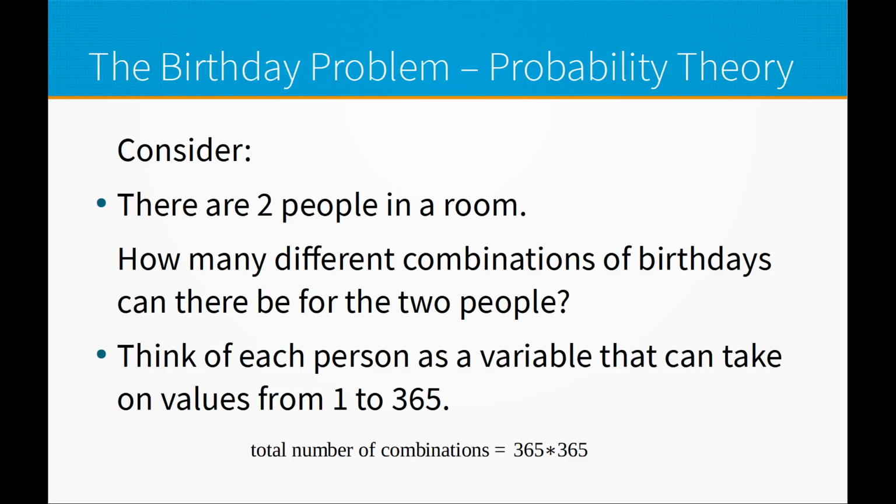Alright, so first let's consider a case where you have two people in a room and you want to ask different questions, like for example, how likely is it that they'll both have the same birthday? Of course, you wouldn't think that the probability would be too high. You would think it'd be very small. But before we can calculate the probability, we have to know the size of the sample space. How many different combinations of birthdays can there be for the two people?